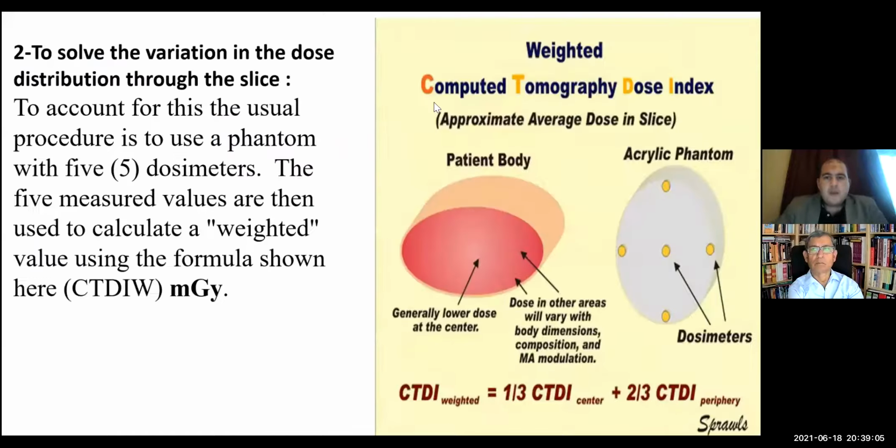So the second problem here is the unequal dose distribution. As I told you before, the dose distribution through the slice in the X, Y, or Z direction has a great variation. So you have to measure the dose not only on one side; we are using here five measurements, in the center of the acrylic phantom and in the periphery of the acrylic phantom. So you can get an average dose, which is called CTDI weighted, equal to 1/3 CTDI in the center plus 2/3 CTDI in the periphery. Now you can get the average dose through the phantom or through our slice. So now we can get the second term, which is CTDI weighted. So first term, CTDI 100; second term, CTDI weighted, okay?